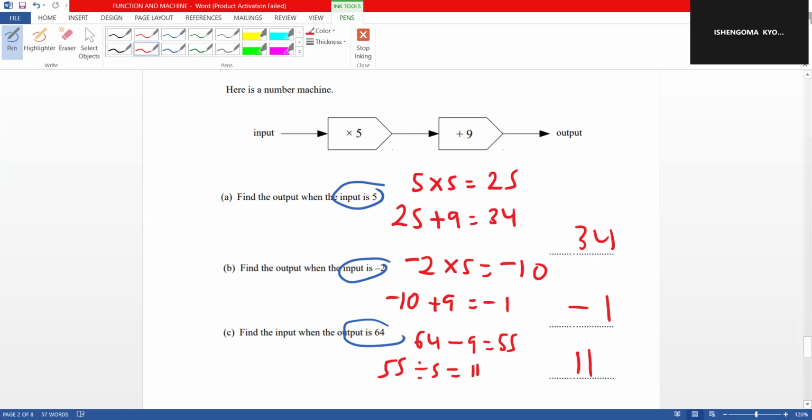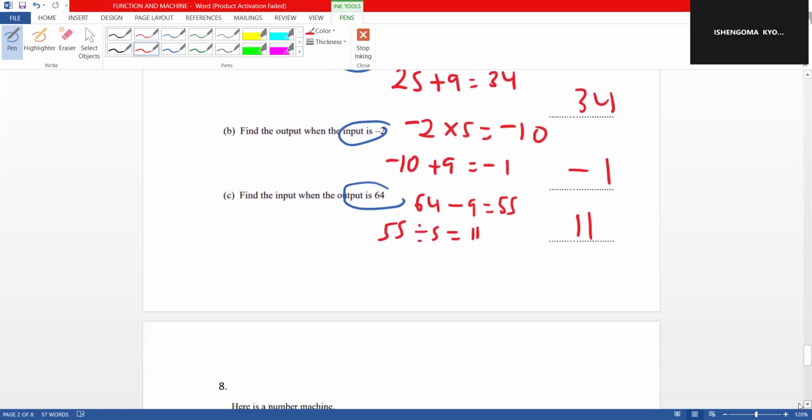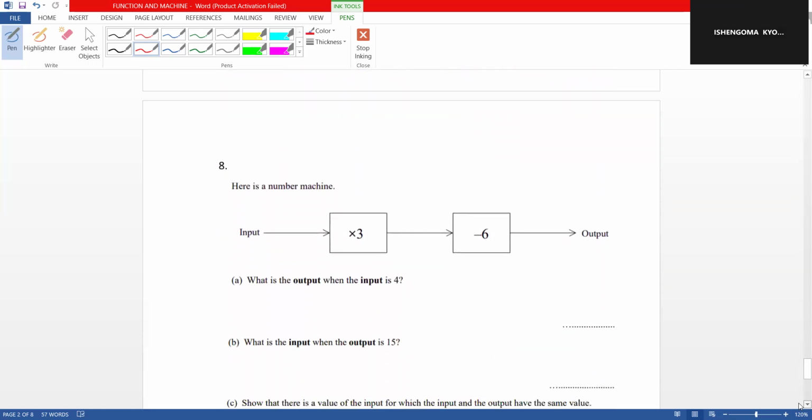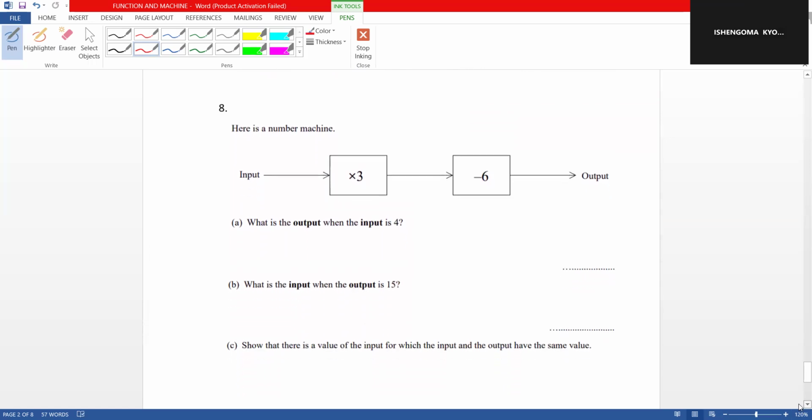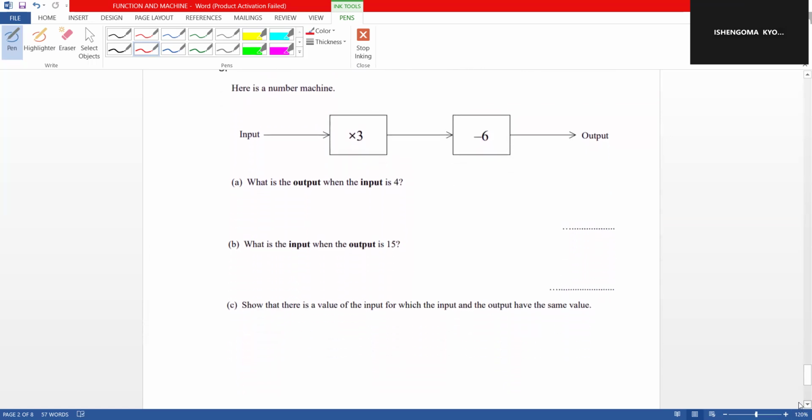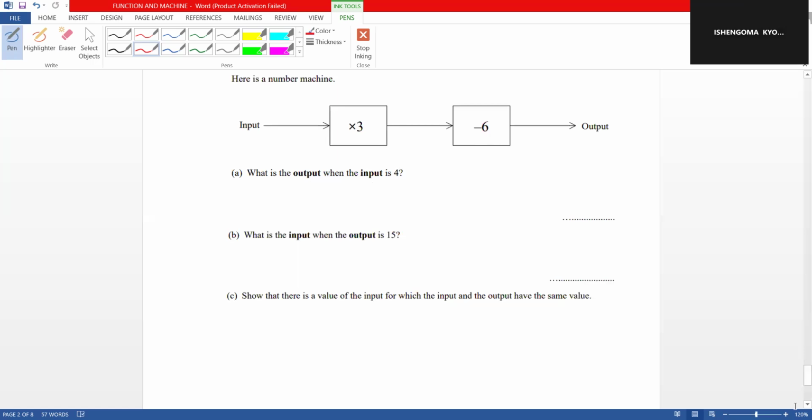All right, let's do our last example for the class. Let's do our last example, number 8. So in this question 8, we are still given a machine which says multiply by 3 and then subtract 6. All right. So first we are given the input 4. So I will multiply by 3, I get 12. So this 12, I will subtract 6 and I'll get 6. So hence my output will be 6.